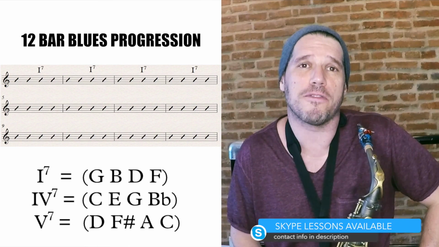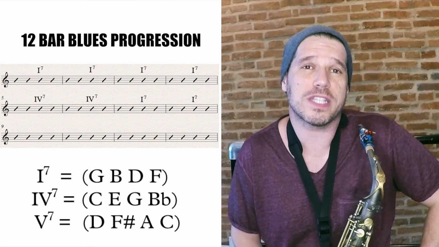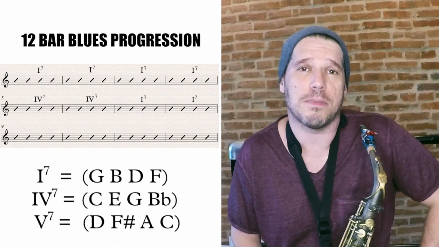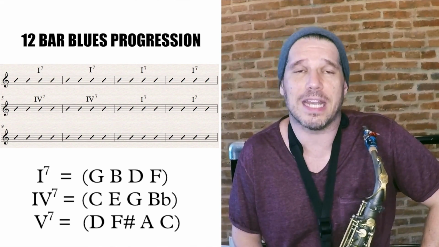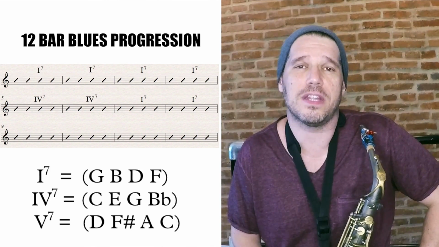Now, our next 4-bar phrase, which would be bars 5 through 8, would be your 4-7 for 2 measures, and then your 1-7 for 2 measures. So that'd be 4-7, 4-7, 1-7, 1-7. And in the key of G, that would be C7, C7, G7, G7.